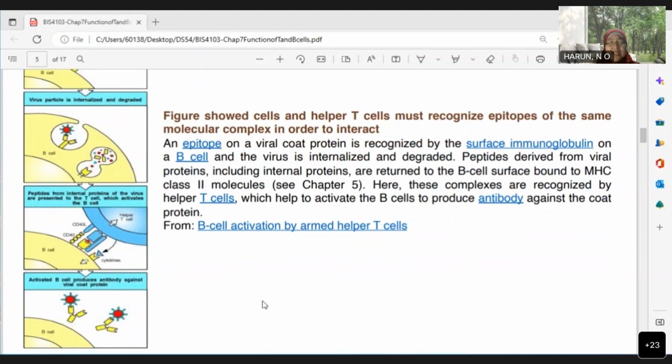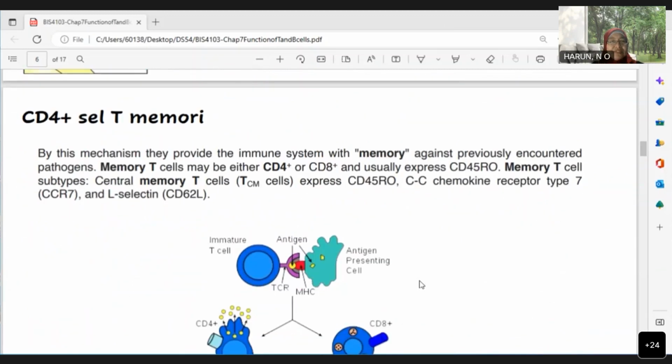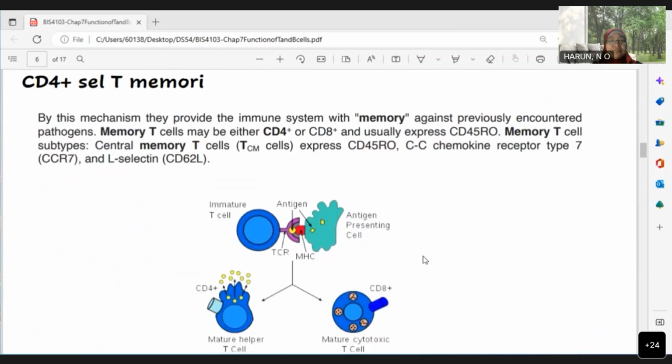So here we can see the process from the previous lecture. We already know how the CD4 and also CD8 plus T cells work within the MHC class 2 or MHC class 1, and at the same time with the presence of the virus, whether it's exogenous or endogenous virus antigen.